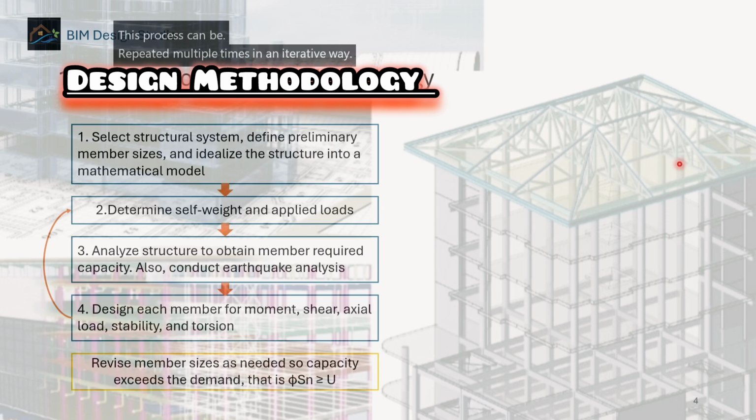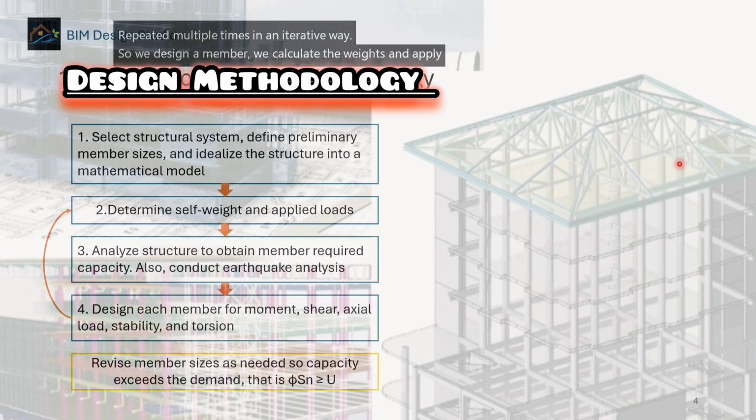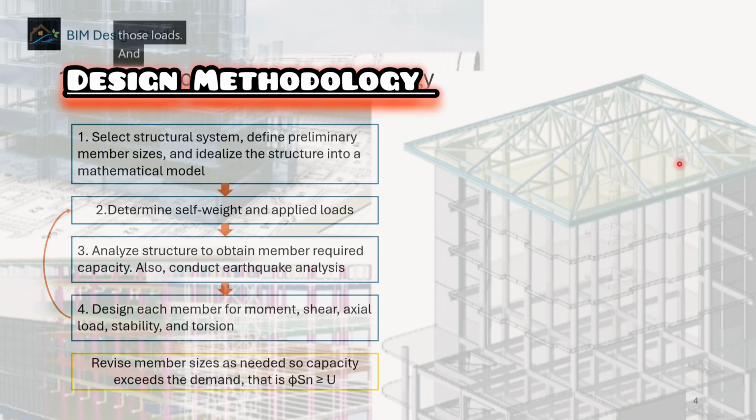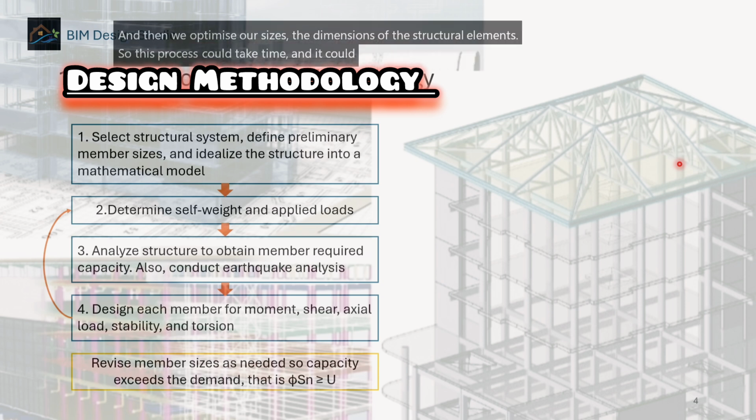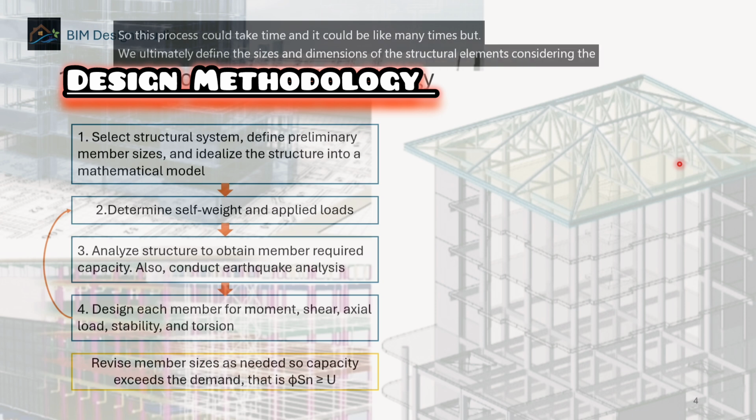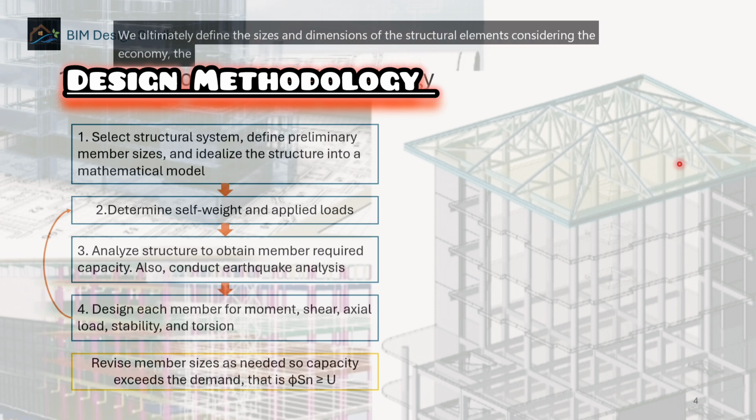So we design a member, we calculate the weights and applied loads and see the influences of those loads, and then we optimize our sizes, dimensions of the structural elements. So this process could take time, and it could be like many times, but we ultimately define the sizes and dimensions of the structural elements, considering the economy, the safety, serviceability, and the requirements.